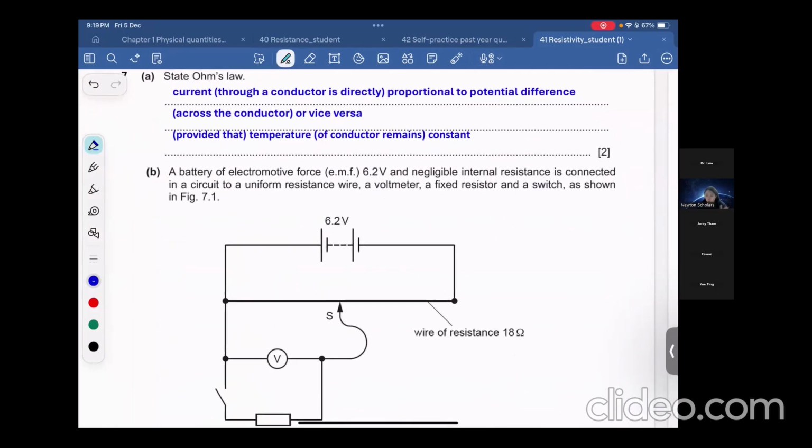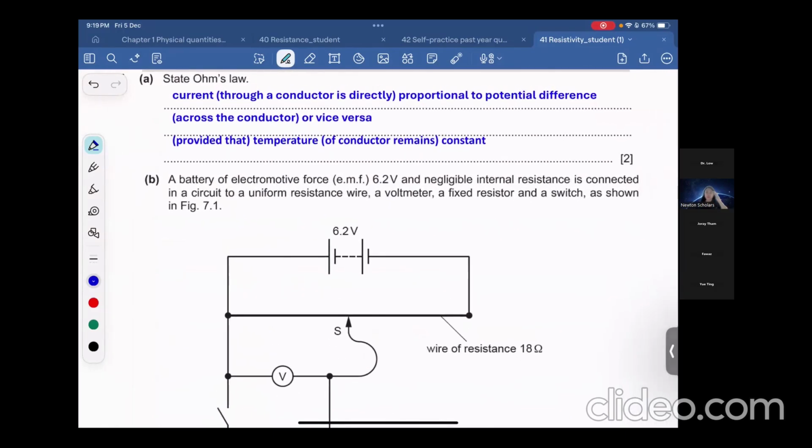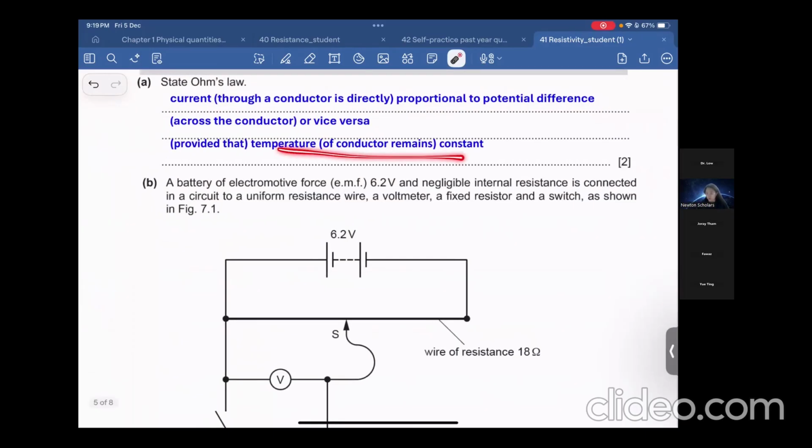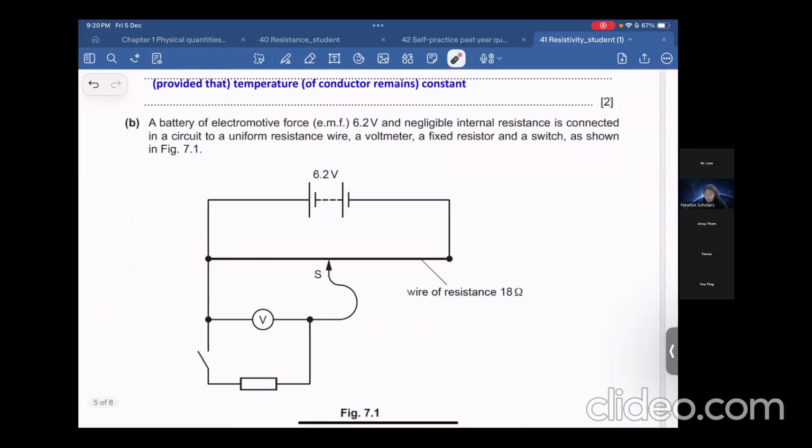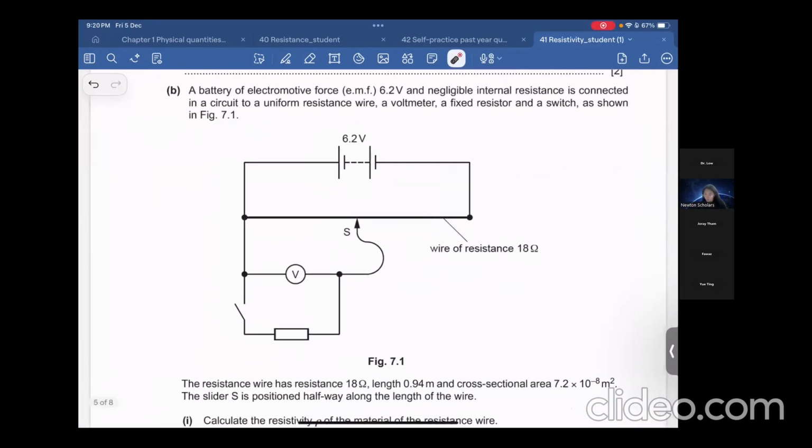You see Ohm's law again, asking you. Just now the previous worksheet was also asking you about Ohm's law, right? You see, current is directly proportional to potential difference or vice versa. That means that if you say V is proportional to I, that is also correct. But don't give V and I, write it in words, okay? Provided temperature is constant.